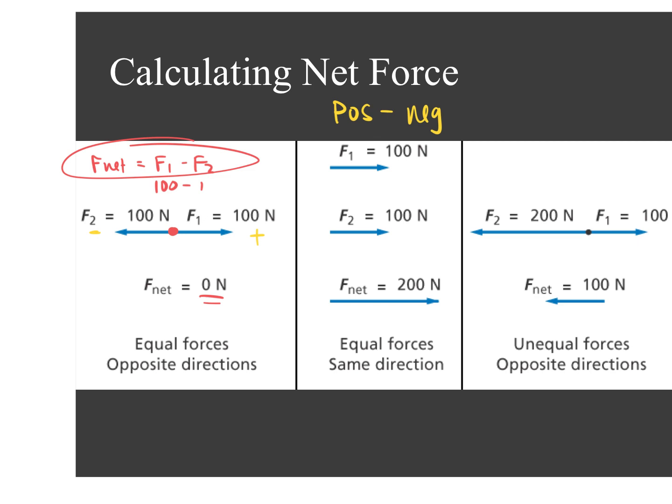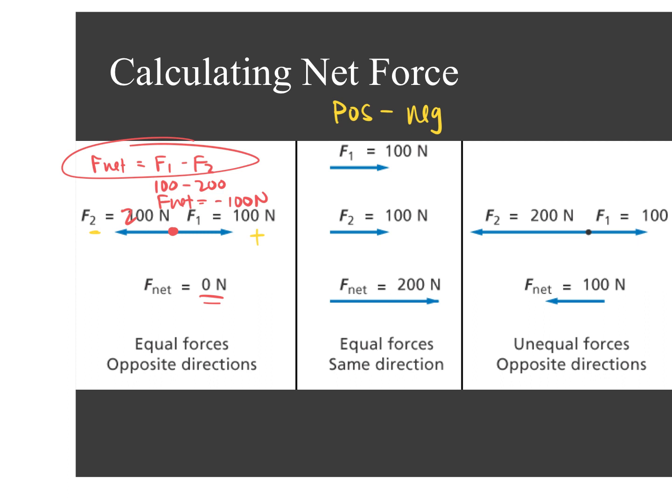It says 100, and if it was 200, I would take 100 minus 200, and my net force would be negative 100 newtons. Okay, I see what you mean. But we shouldn't mark F2 as negative 200. No, you can think about it either as negative 200, or you can just think about it as this is the negative direction, and here are all of our forces that are moving in the negative direction.